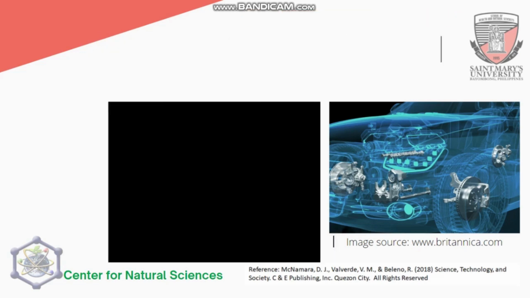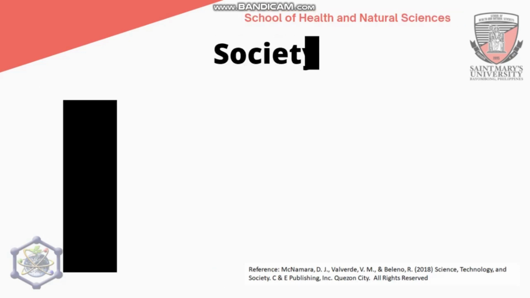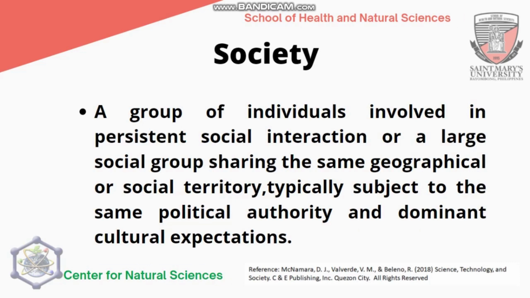So, that's it. What is society? We discussed science, we discussed technology. Now, what is society? The sum total of our interactions as humans, including the interactions that we engage in to figure things out and to make things. What else? A group of individuals involved in persistent social interaction, or a large social group sharing the same geographical or social territory, typically subject to the same political authority and dominant cultural expectation. Just like the Philippines, the Philippine society, the American society, Chinese society, and the like.